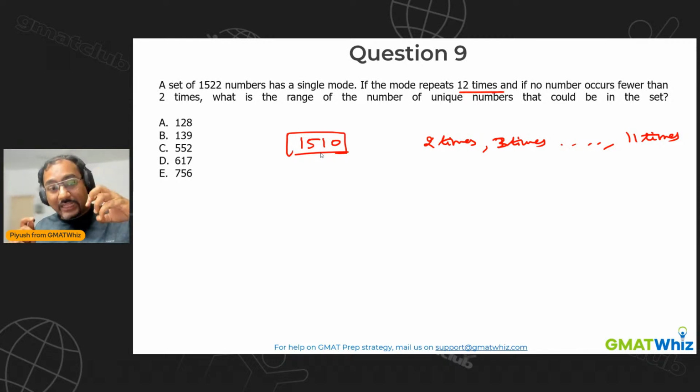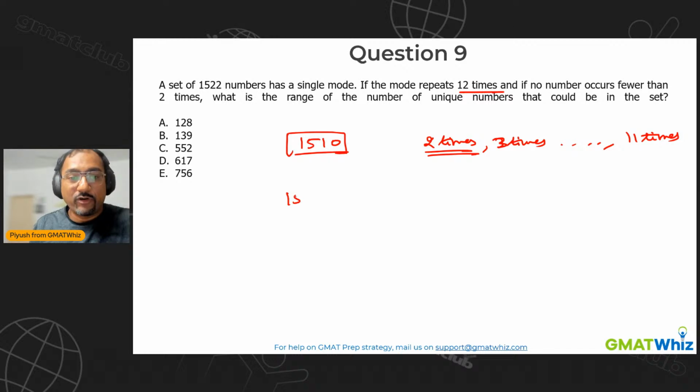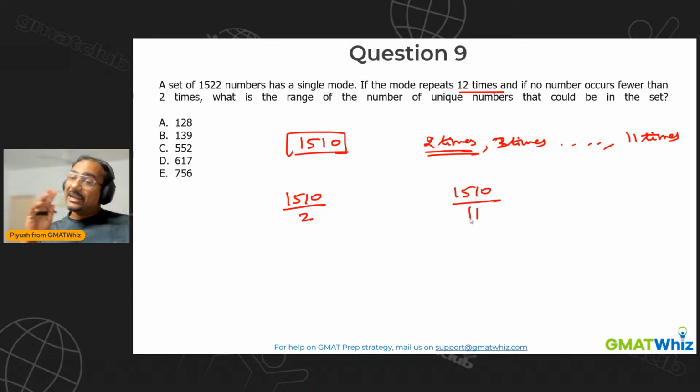So it's asking me the range of what? Range of number of unique numbers. Now, how many unique numbers will be there? If every number is repeated twice, then there would be these many unique numbers. On the extreme end, if every number is repeated 11 times, then that would be the number of unique numbers. Correct? Approximately. Again, you have to do an exact number because it has to be an integer, basically.